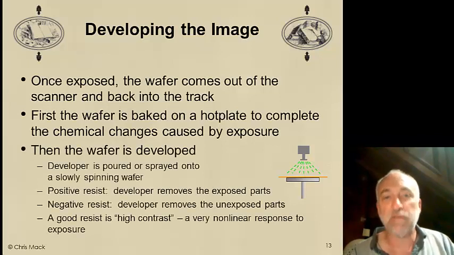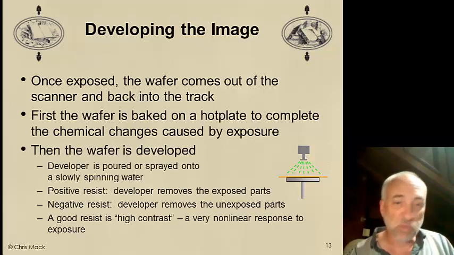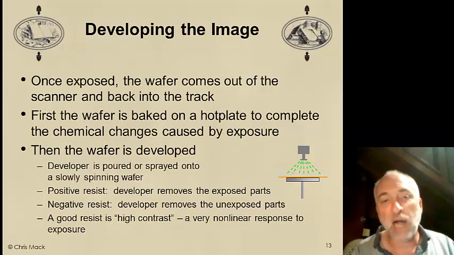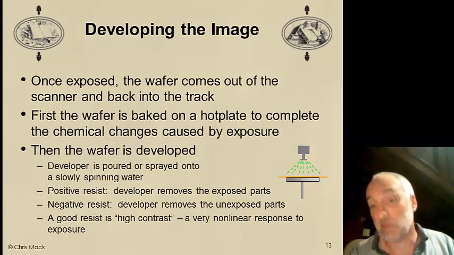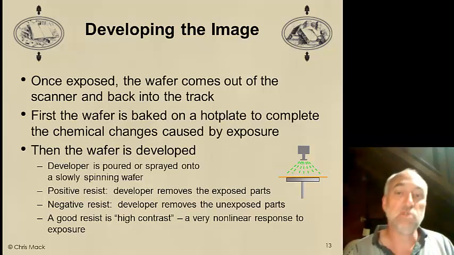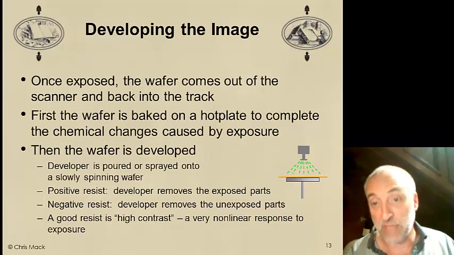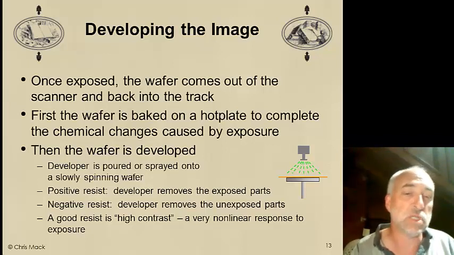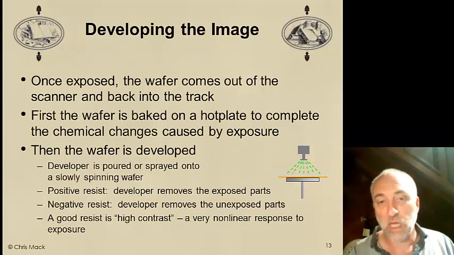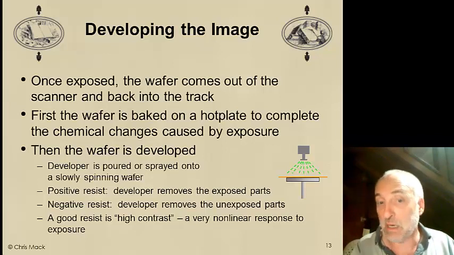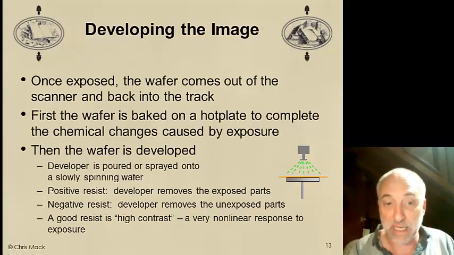But then we develop. The developer is poured on or sprayed on to a slowly spinning wafer. If we have a positive resist, the developer removes the exposed parts of the photoresist. If we have a negative resist, the opposite happens. The developer removes the unexposed parts and the exposed parts remain. We call this the tone of the photoresist, a positive tone resist or a negative tone resist. And of course, we have to use different chemistry in the photoresist to make this a positive or a negative tone.